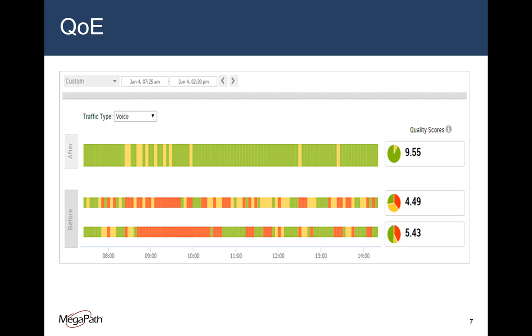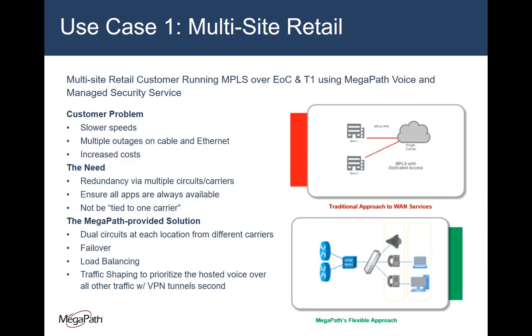Now let's take a look at a couple of use cases around this migration, kind of the highlight of today's session. So the first is a multi-site retail organization. This is a company we worked with out of California, multiple sites, I believe about 25 sites, primarily using T1s. A couple of sites did have Ethernet over copper. They were also a MegaPath voice customer. And since they were using MPLS initially, it's managed service, managed security.